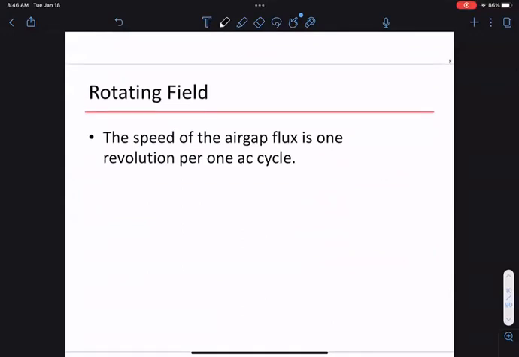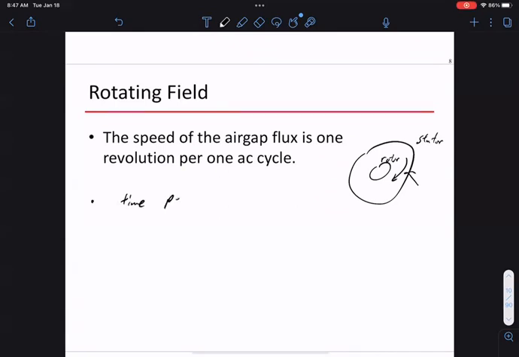So the speed of this air gap flux between the rotor and the stator is one revolution per one AC cycle. Again, if you have the stator and the rotor, you have something here that's constant. It turns out, one revolution per AC cycle. Since our AC cycle has a very fixed frequency, the time per AC cycle is 1 over the frequency.